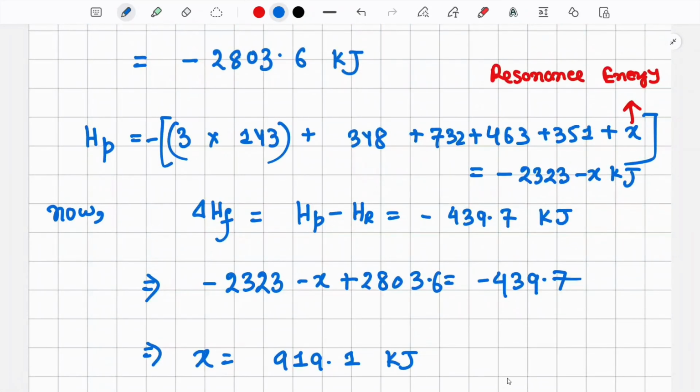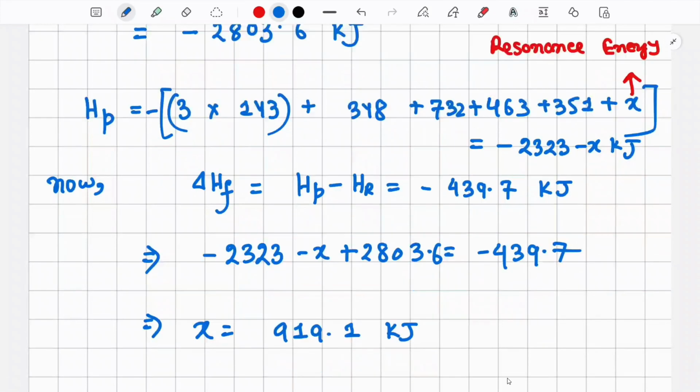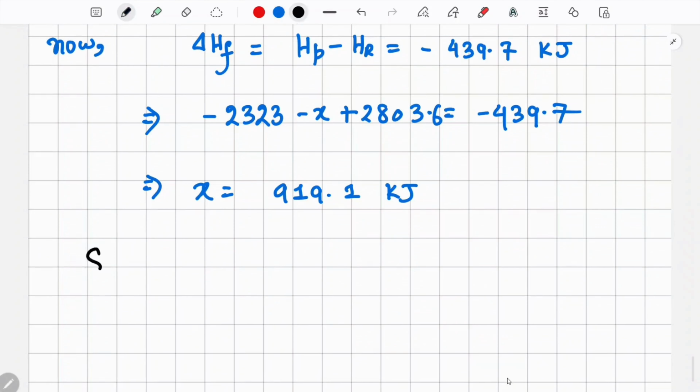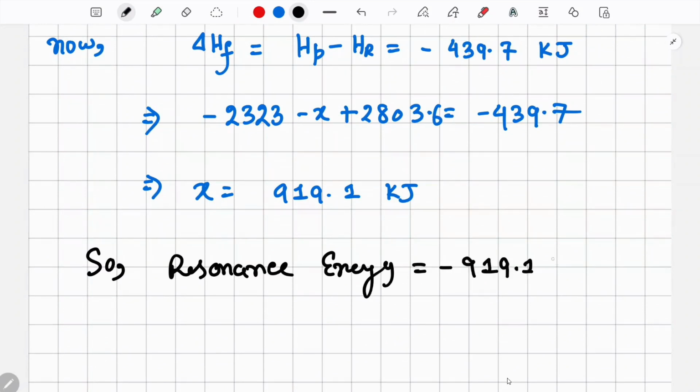Yes, but here we have already considered the minus sign. We have considered the resonance energy as minus X. Already we have considered the minus. That's why. So the resonance energy is minus 191.1 kilojoule per mole. See, it is a huge energy, because it has equivalent resonance structures, which are highly stable. Highly stable.